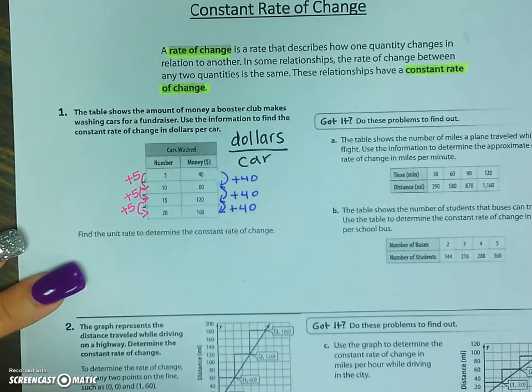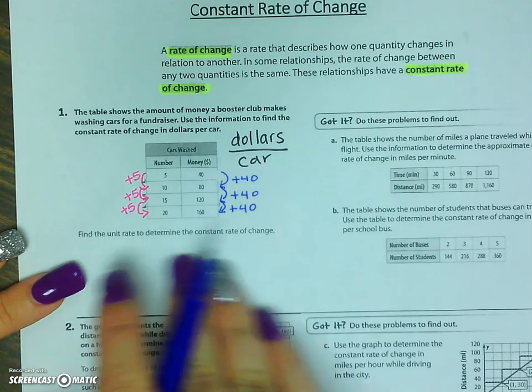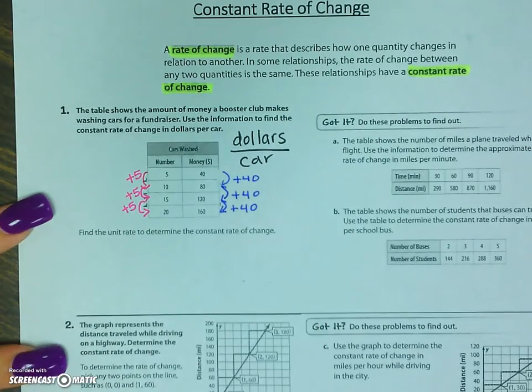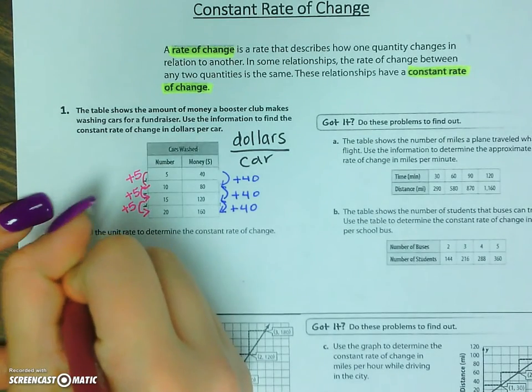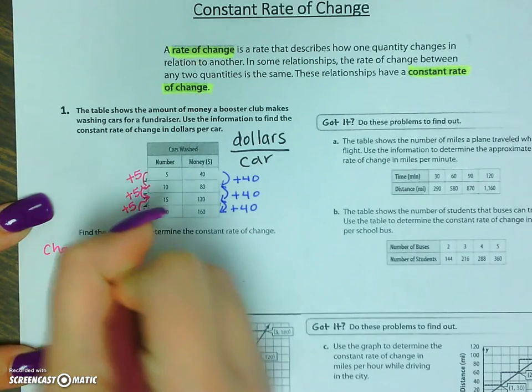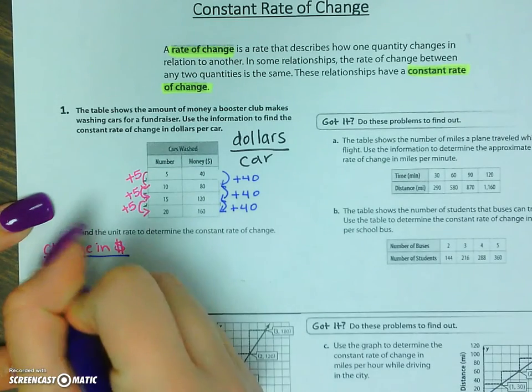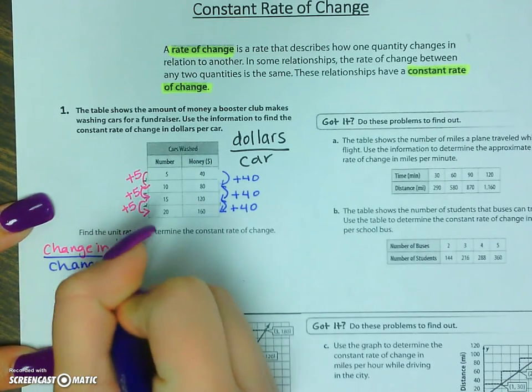So we're going to find the unit rate to determine the constant rate of change. When we're given a table like this, we're just going to look at the change. First, we're going to look at the change in dollars. And I'm just going to put a dollar sign. So the change in money over the change in cars.